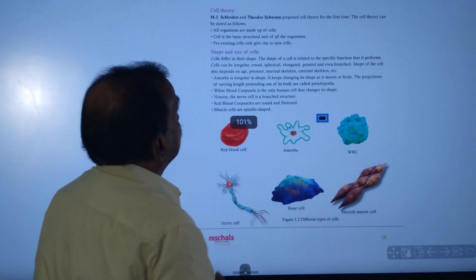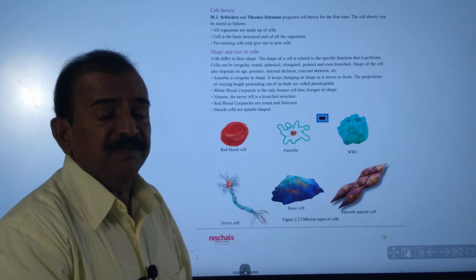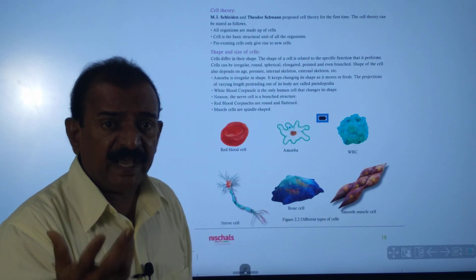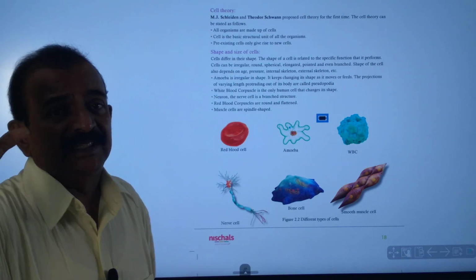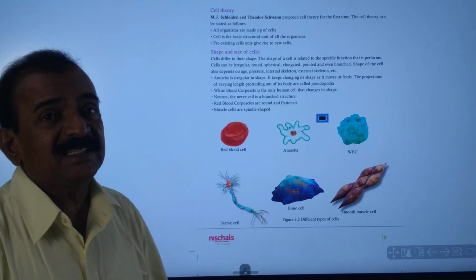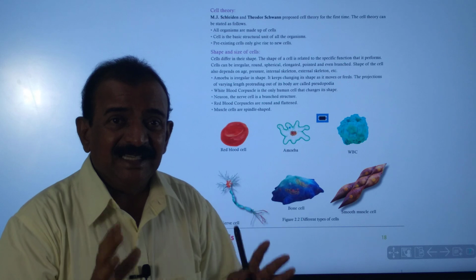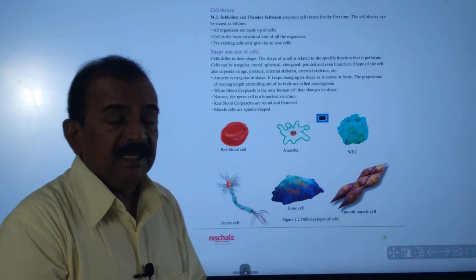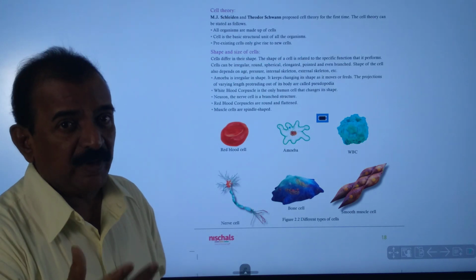Cell theory. M.J. Schleiden and Theodor Schwann proposed the cell theory. So what is cell theory? Cell theory was proposed by M.J. Schleiden and Schwann.